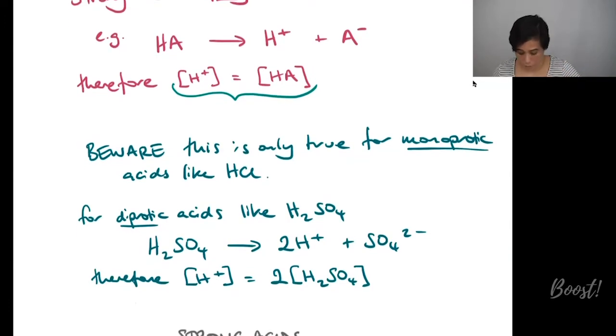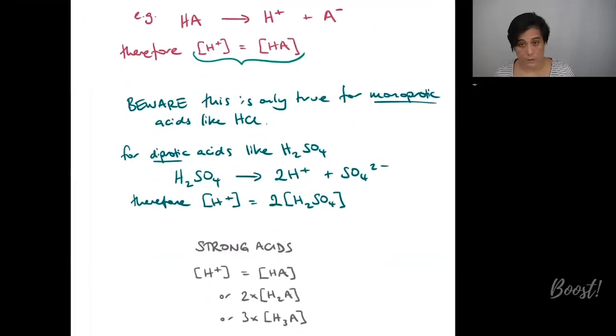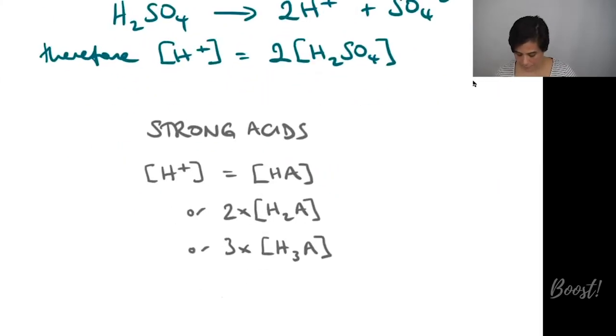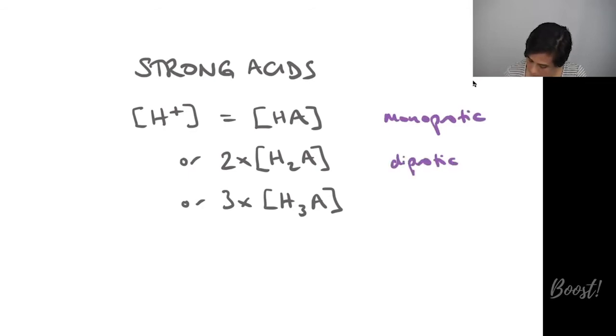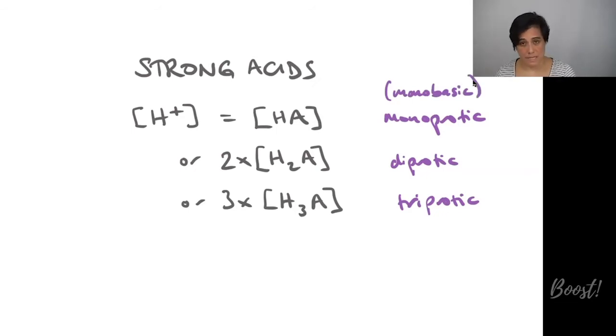And I haven't drawn the equation here, but phosphoric acid is an example of a triprotic acid, meaning that there are 3 H+ ions for every 1 molecule. So we can simplify that into what we've got in grey here: monoprotic, diprotic, and triprotic. You might sometimes see this as monobasic, dibasic, etc. They mean the same thing.